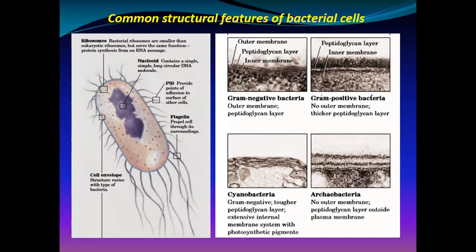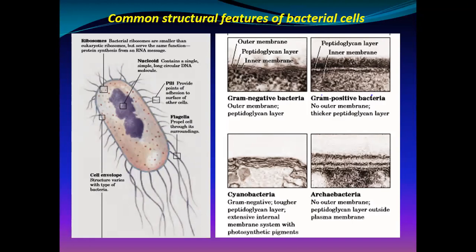And then you have the cell envelope, and then the pili, which provide points of adhesion to the surface of the other cell. And then you can see the genetic material is called the nucleoid, containing a single, simple, long circular DNA molecule, right? You can see that. And the ribosome is there to synthesize the protein.